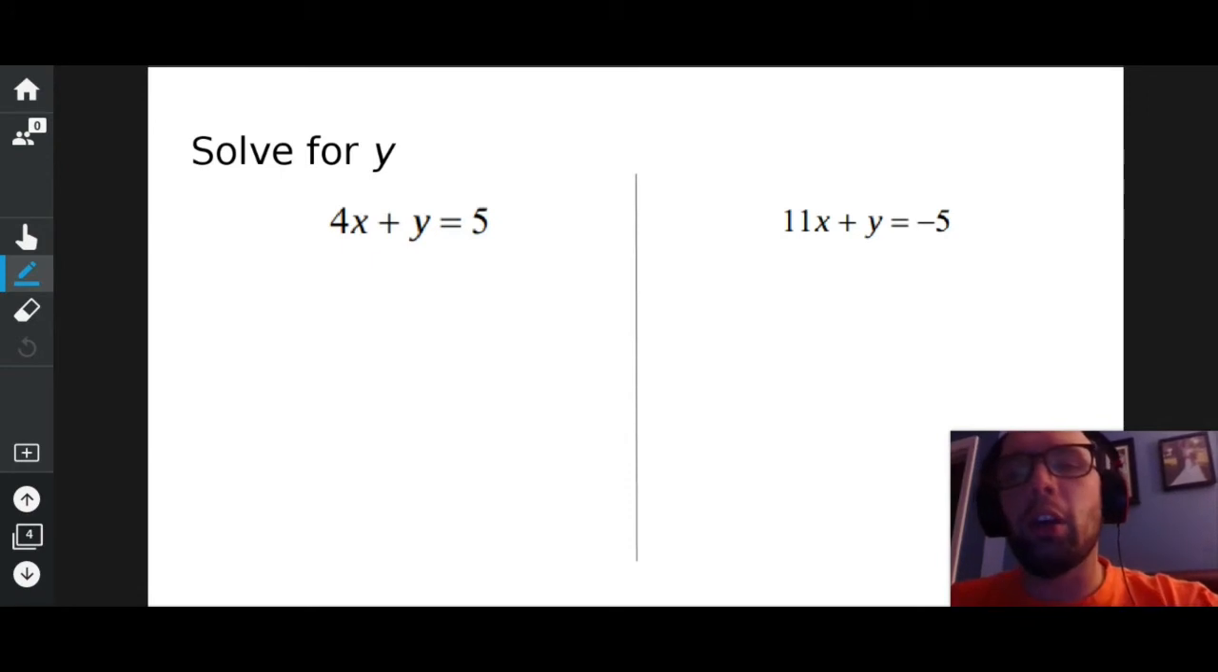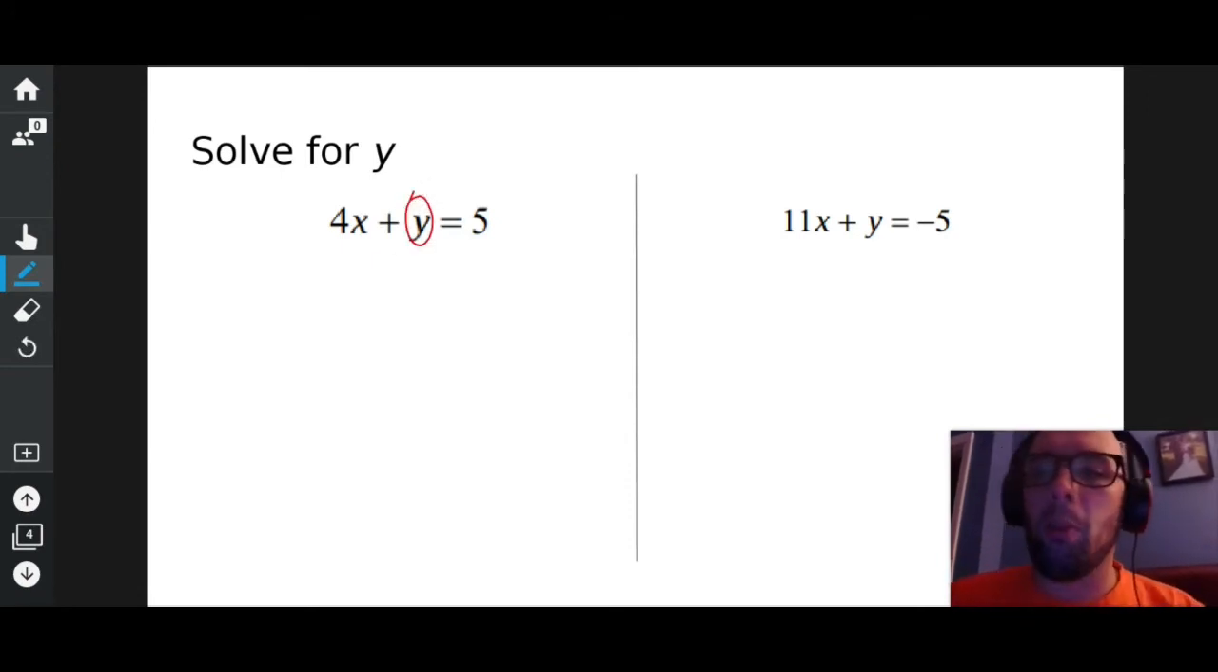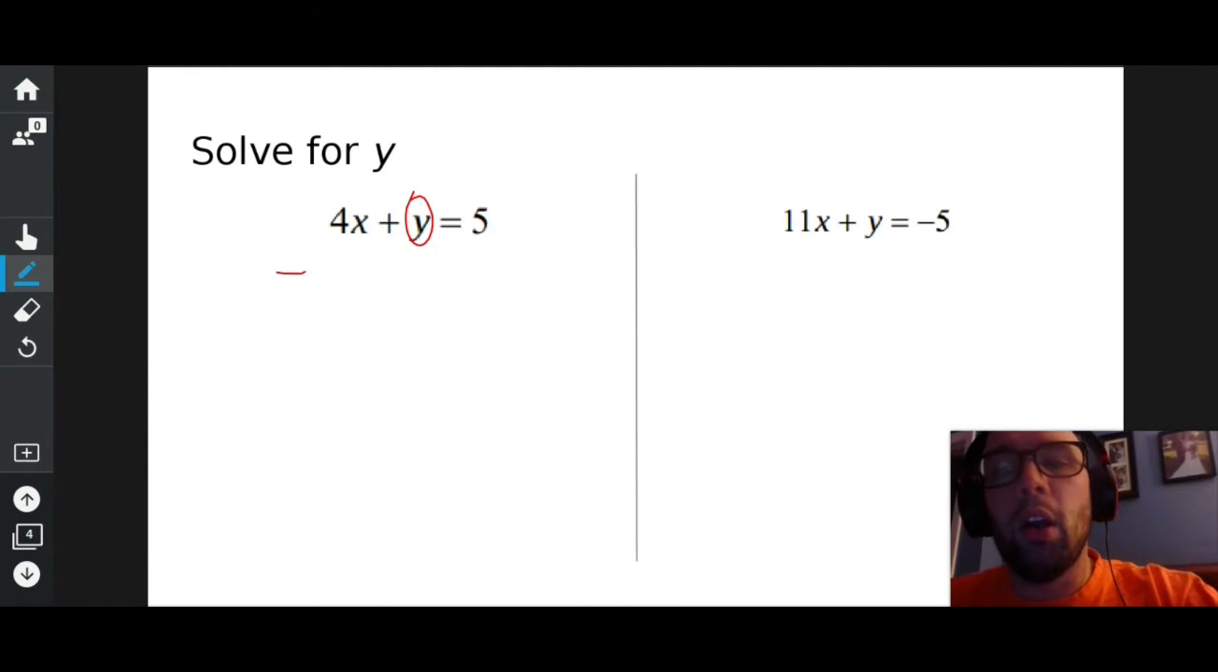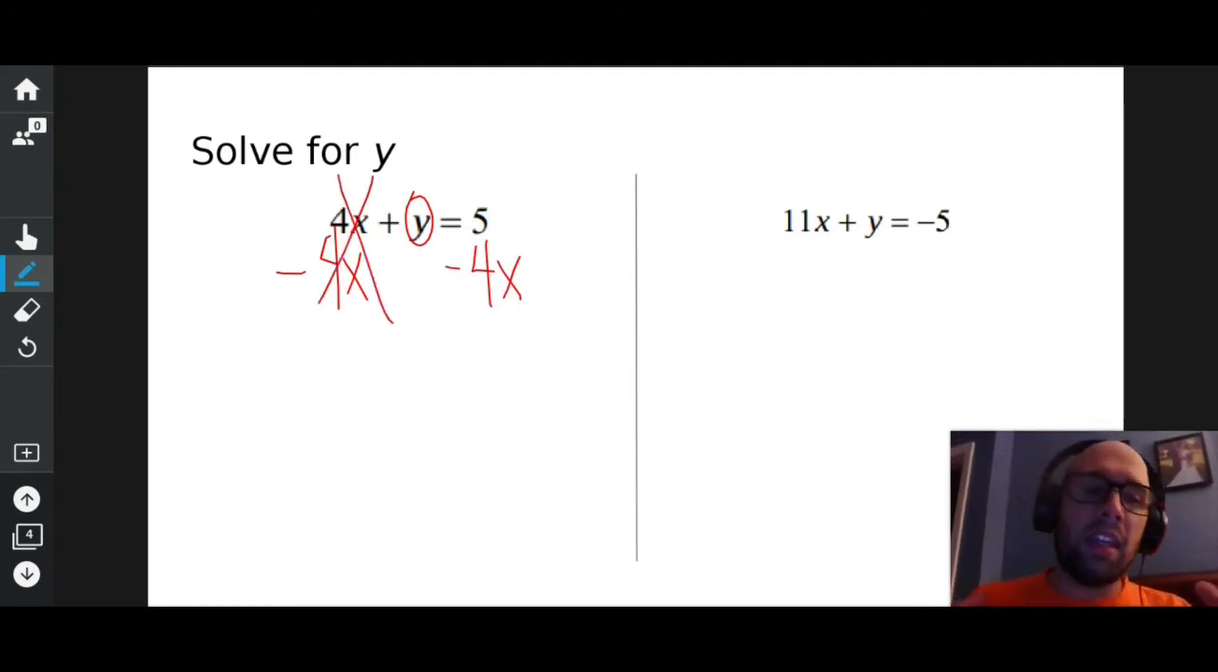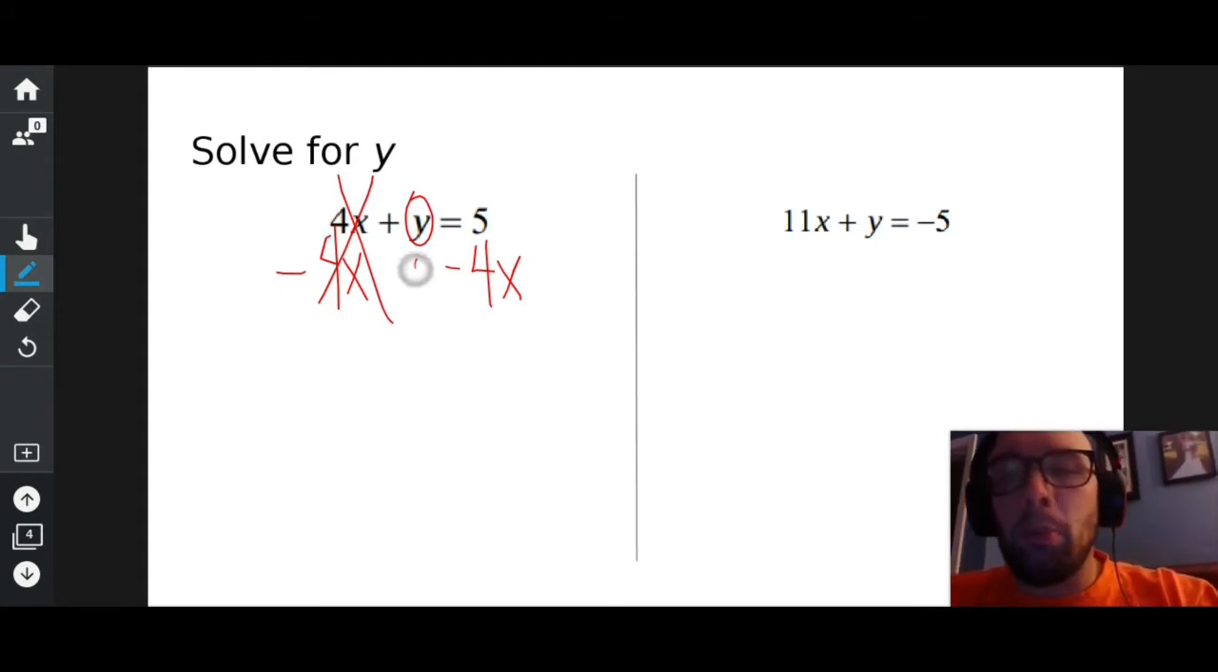So I take a look at a problem like this. I have to get y all by itself. Is y all by itself? No. What's in the way? A positive 4x that's floating around. So the way I get rid of a positive 4x that's floating around is I subtract 4x from both sides. You subtract 4 and the x and keep it together. What that does is that brings down y equals.